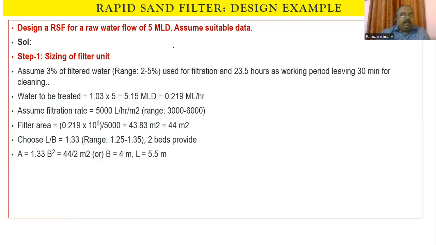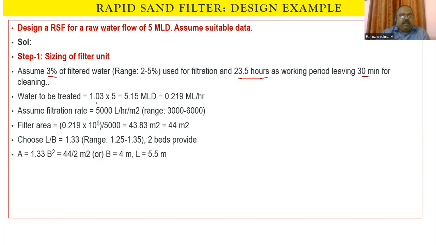The first step is the sizing of the filter unit. First of all, the backwash water should also be added here. 2 to 5% is the range of backwash water which should be considered as a part of the treatment of the water by the filter. Within the range of 2 to 5%, we take 3% here, and half an hour of working time for cleaning, and 24 hours is the working operation. So 23.5 hours is working and 30 minutes for cleaning of the filter.